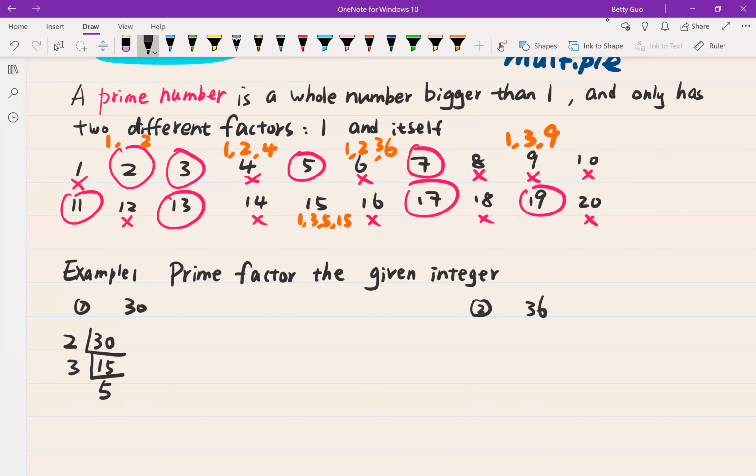How do we interpret this diagram? We have 30. We actually found all the prime factors of 30. 30 can be written as the product of 2, 3, and 5. This equation is called the prime factorization.